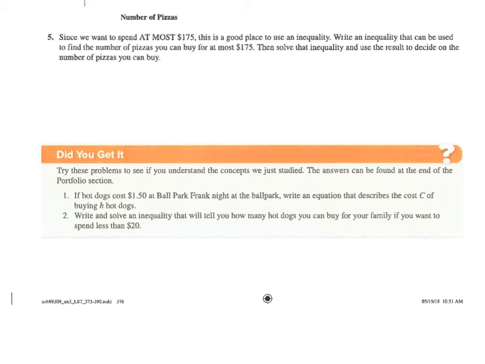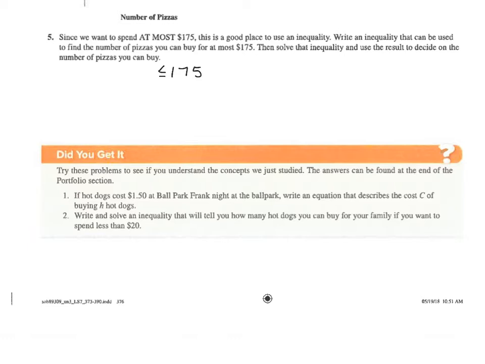All right, so let's look at number 5 on page 376. Suppose we want to spend at most $175. So let's look at that right there. 175 means you can spend that, but you can spend less than that. So that would be the symbol that we would want.